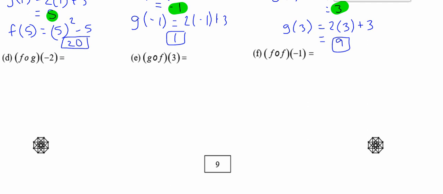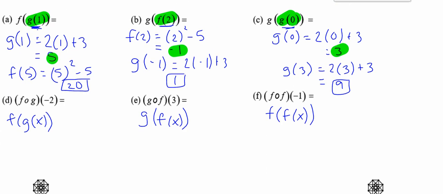So I'm going to rewrite f open circle g as f of g of x, not even including the negative 2 yet. I'm going to rewrite this one as g of f of x. Notice where I'm putting these locations. The g is always farther on the outside. The first letter is always on the outside. The second letter is always on the inside. And for the last one, I'm going to rewrite that as f of f of x.